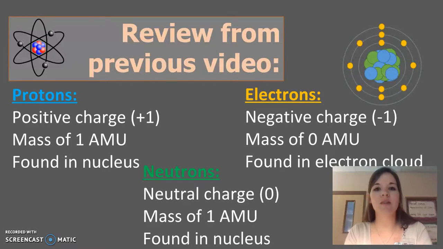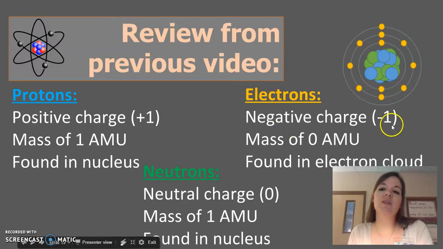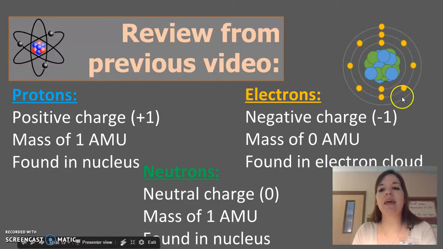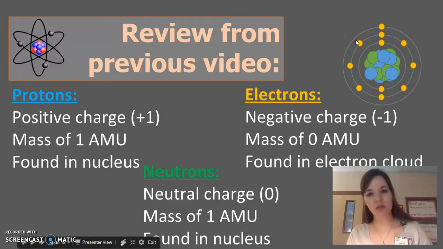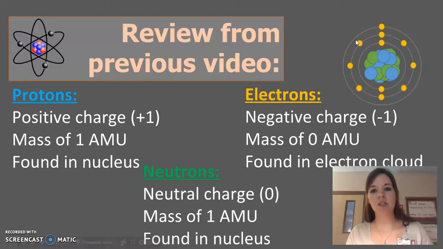Same thing with the electrons. They're there, but they're too small to have an impact on the mass. Electrons also have a charge of -1, and they are found outside of the nucleus, since that's what we're going to be focusing on today, in what's known as the electron cloud. You may also hear it referred to as the energy levels or the rings. All of those are referring to the same location.